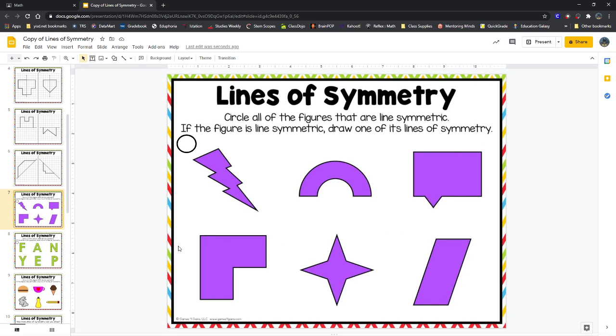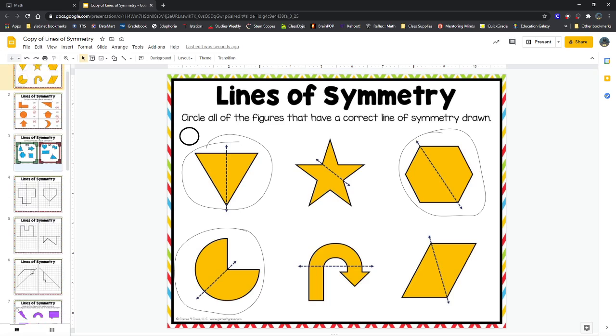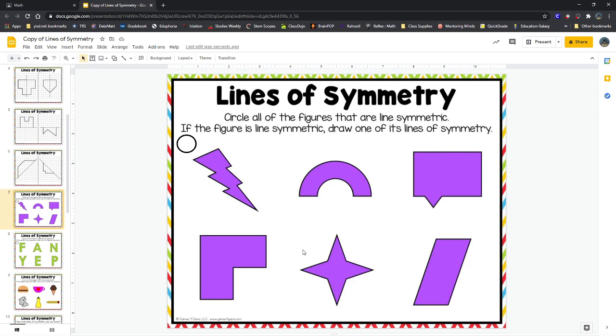So this page looks kind of similar to the first one. The only difference is this time, they're not drawing the lines for us. We have to figure out, do these shapes have a line of symmetry? And if there is a line of symmetry, we have to draw it. So let's go shape by shape.